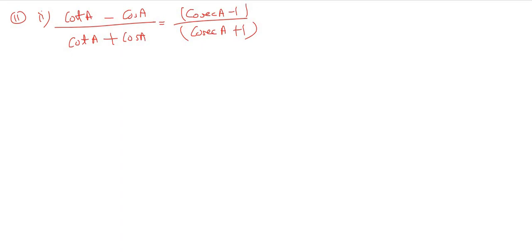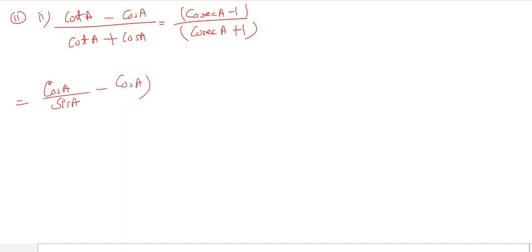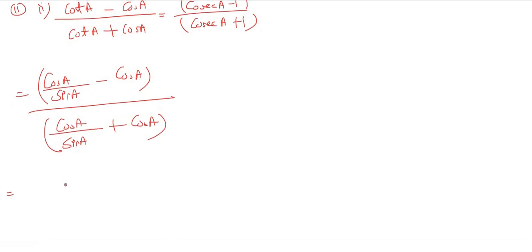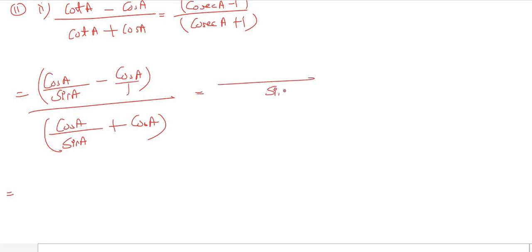So in this question, what we will do is simplify it. What is cot? Cot can be written as cos A by sin A, and cot can be written as cos A by sin A. Correct? So here, what will be the LCM of these two? Let me write it down here. The LCM of these two is sin A.